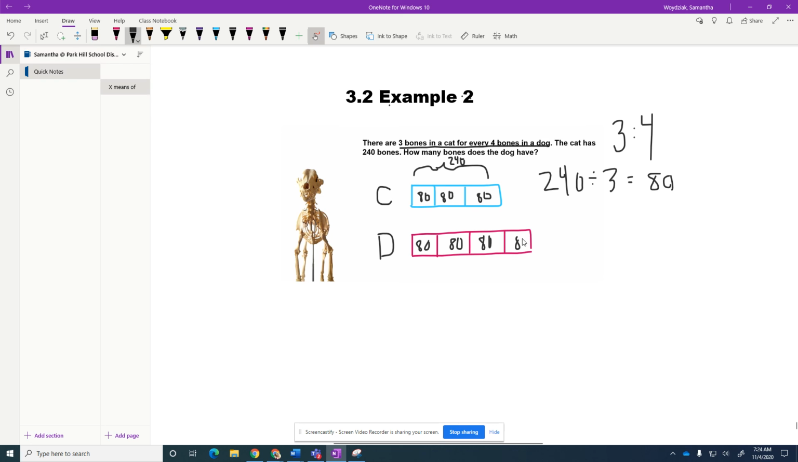Using this tape diagram, we can see that to figure out how many bones the dog has, if the cat has 240, we would take 80 and multiply 80 by 4 because we have 4 equal pieces of 80. 8 times 4 is 32. Add my 0, and my final answer would be 320.